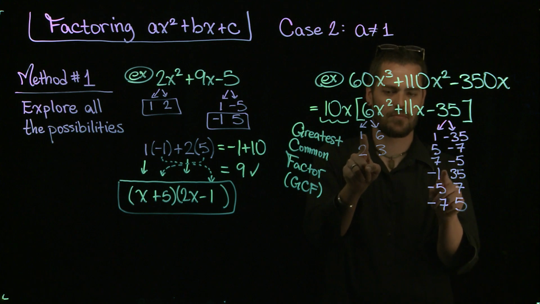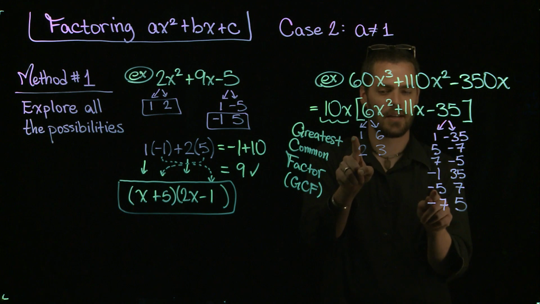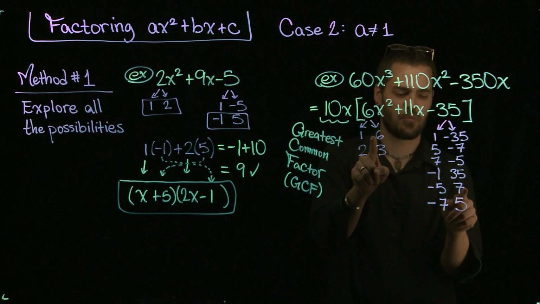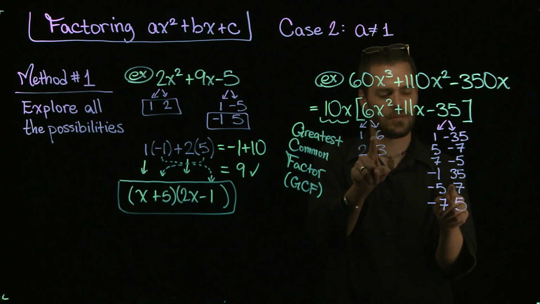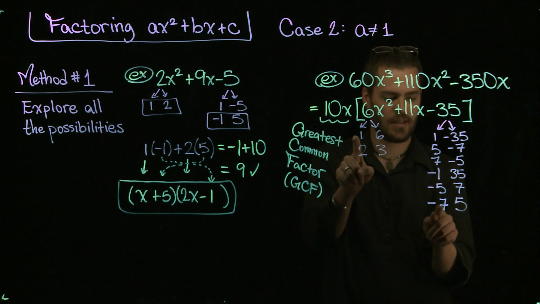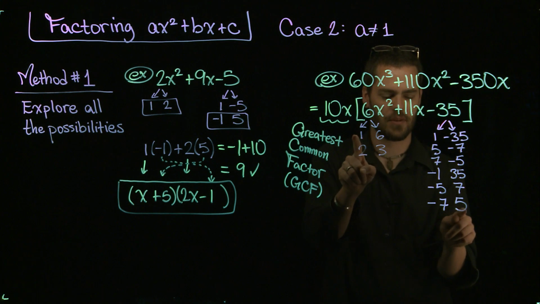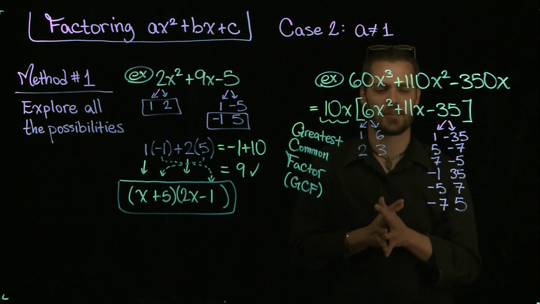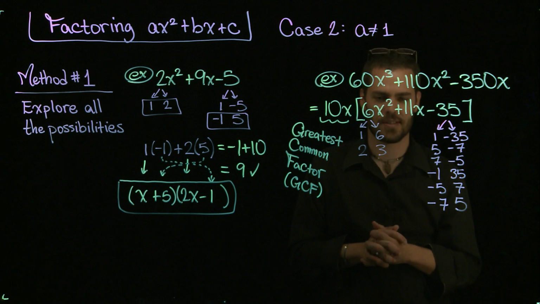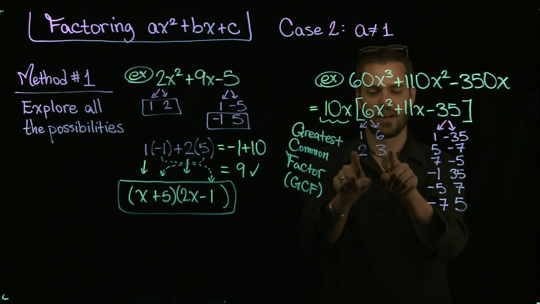Negative 1 plus 6 times 35, that's way out of range. How about negative 6 plus 35? No. How about negative 5 plus 42? No. Negative 30 plus 7? No. Negative 7 plus 30? Nope. Negative 42 plus 5? No. So I have explored all the options that come from the first set of numbers here and all the numbers over there. I'm going to move on to 2 and 3.